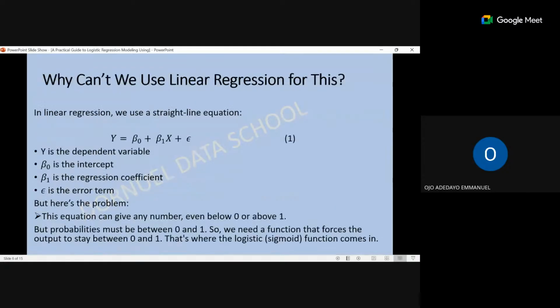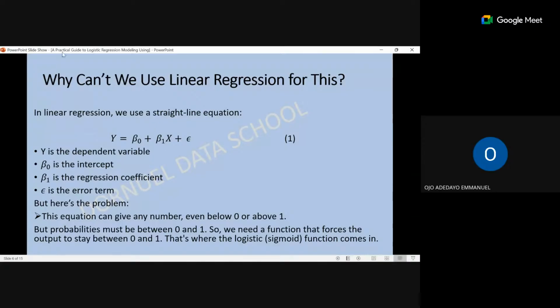Now, you may ask yourself, although I've explained it, why can't we use linear regression to predict if someone will pass the exam or not? Let me start with the simple linear regression. In a linear regression, we use a straight line equation. If you remember from your secondary school, we normally have the equation of a line, that is y is equal to mx plus c.